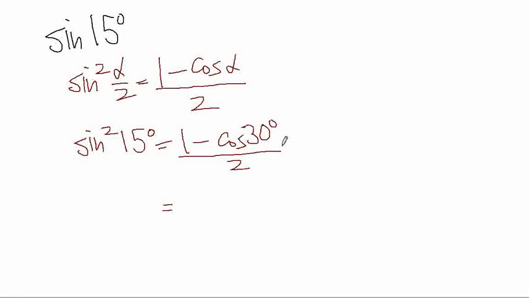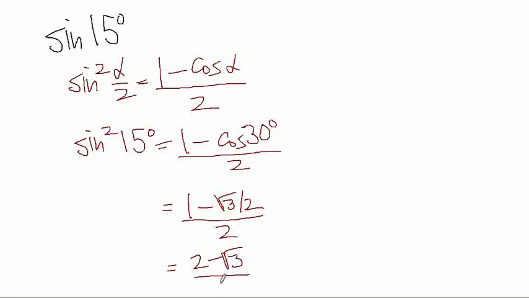So the cosine of 30, we can do that without a calculator. That is the square root of 3 over 2. Now I will double every term in the numerator and denominator. And once again, we have the square of what we're looking for.